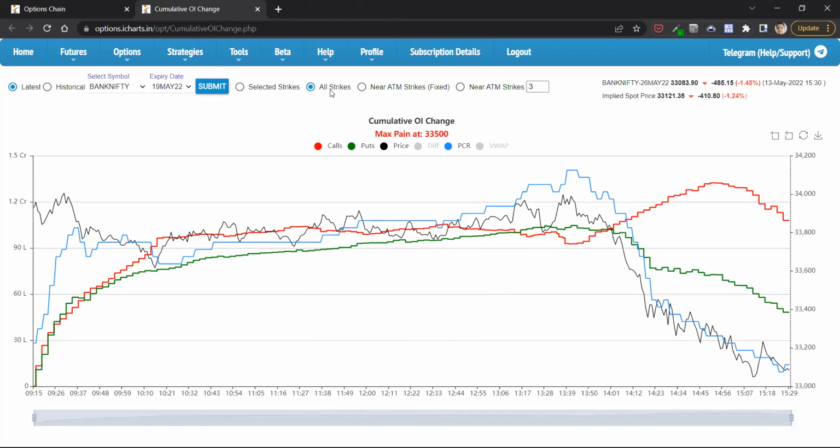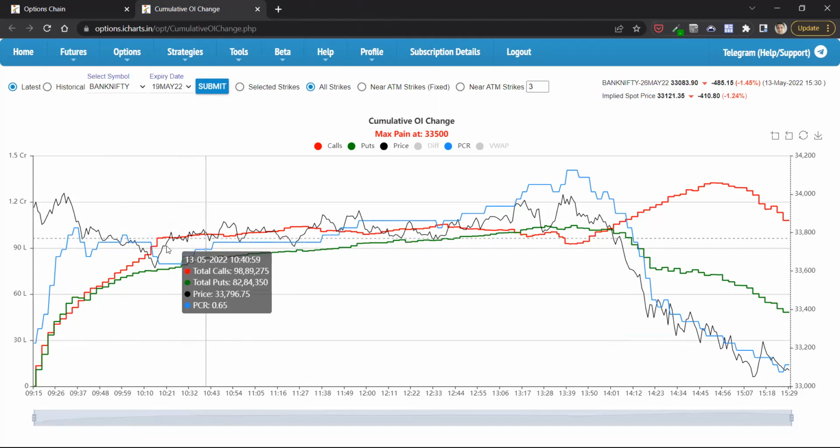Now you can select all strikes, which will give you the overall picture of the market. Once the market starts, you will see that after some time the divergence takes place and it will tell you on which side more OI is getting built up. So now here, more OI is getting built up on the call side.